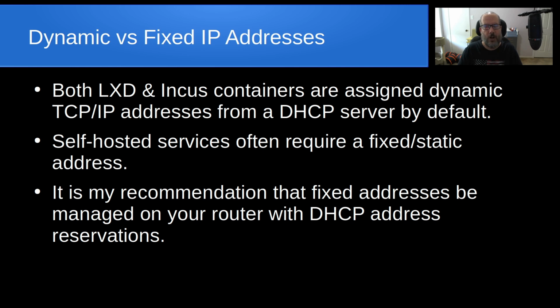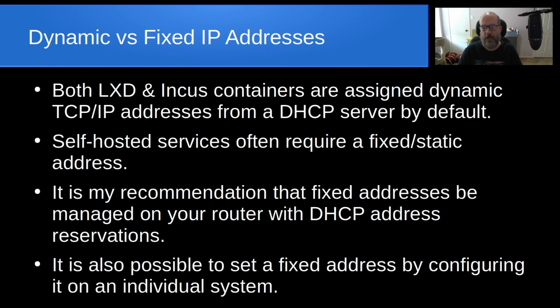And unfortunately, all routers are different, so I can't give you one way to do that. Depending on the brand and model of your router, DHCP address reservations may be set differently. Also, if you're using DHCP address reservations, as I recommend, it's important to be able to back up that router so that you wouldn't lose those assignments when the router is upgraded or when the router crashes and needs to be factory reset. So it's also possible to set a fixed address by configuring it on an individual system.